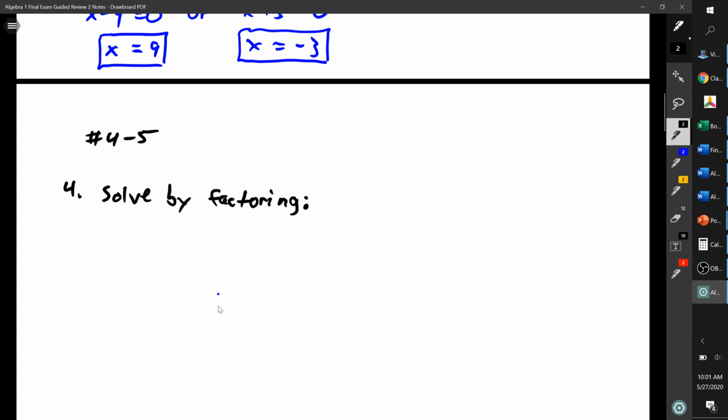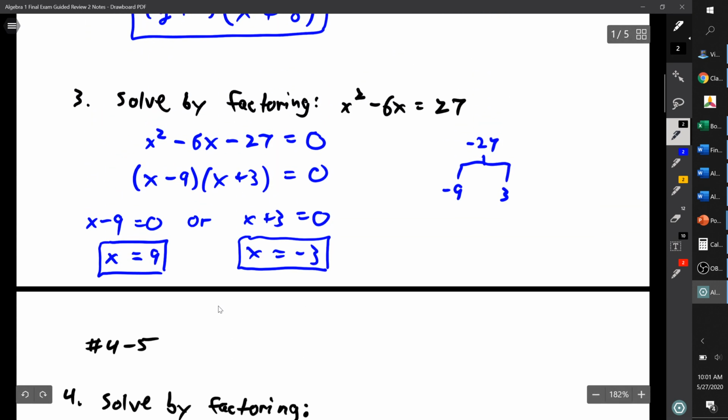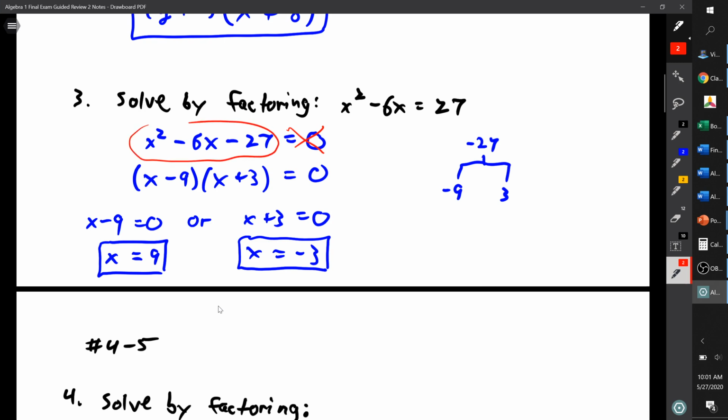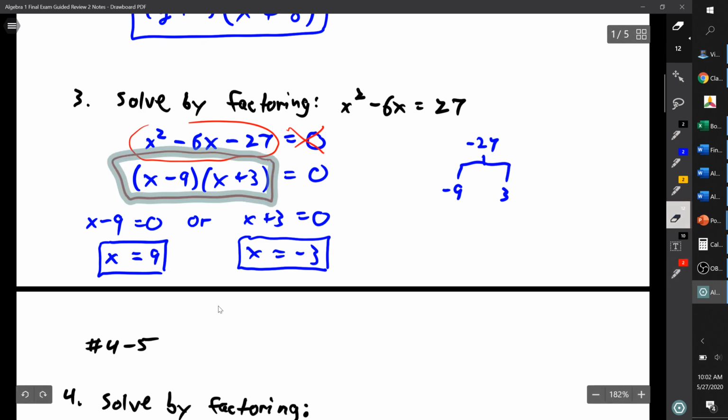If it's just factor, there's no equal sign. If I rewind to number 3, if you pretended that you started with just this, and the instructions were factor, then your final answer would be this. That is factored. Then if it says solve, then you have that equals 0 hanging out there, and then you set each factor equal to 0, and then you get what x equals. So just keep in mind that difference between solving and factoring.